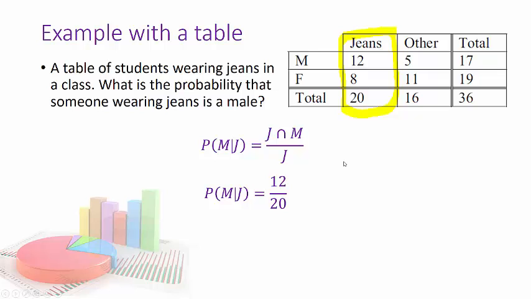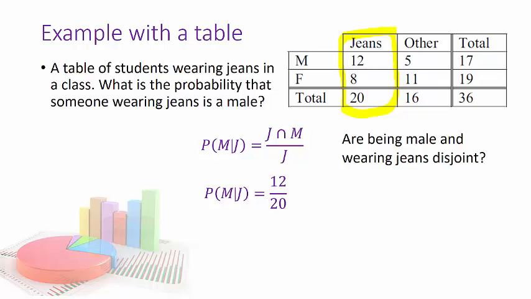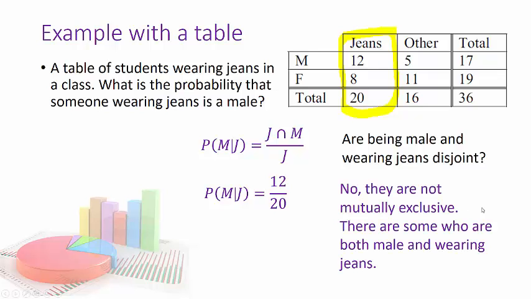By the way, are being male and wearing jeans disjoint? Disjoint is the same as mutually exclusive, same thing. No, they are not mutually exclusive. There are some who are both male and wearing jeans. So again, just to remind you what mutually exclusive means.